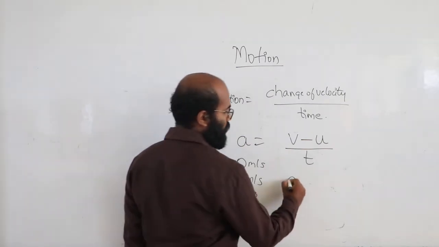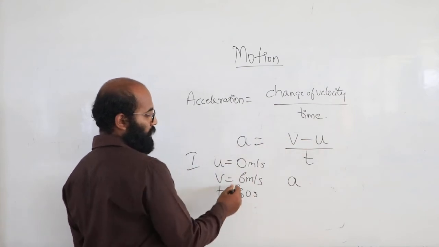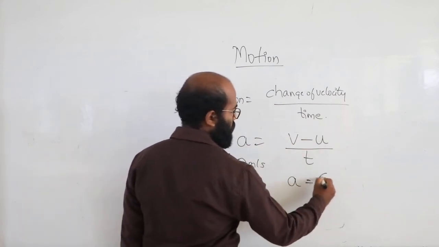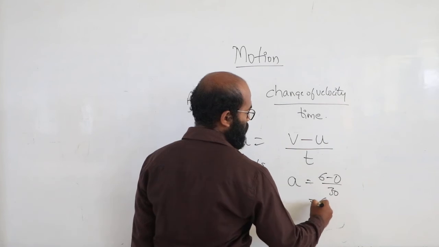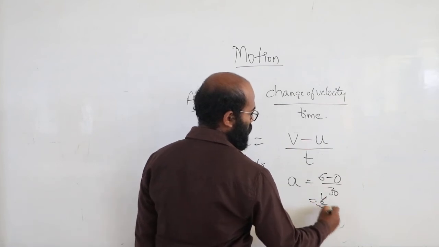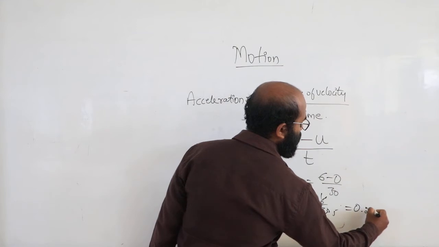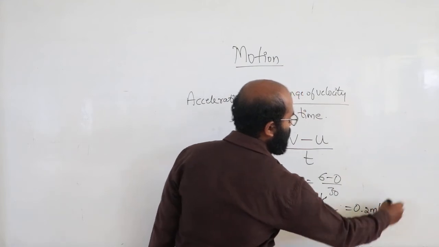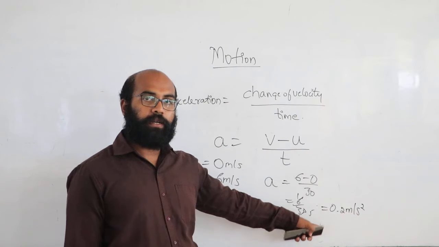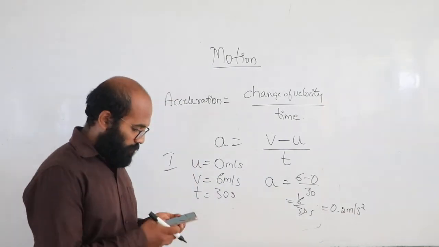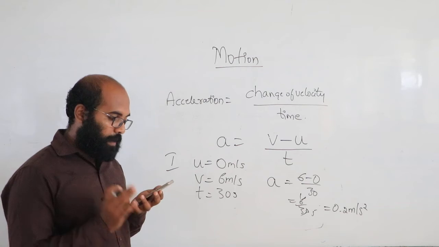They are asking what the acceleration is. That is (v minus u) by t. v is 6, u is 0, time is 30. So it is 6 by 30, which is 1 by 5, that is nothing but 0.2 meter per second square. So the acceleration is 0.2 meter per second square. In the next situation, there is one more situation. Then he applies a brake.